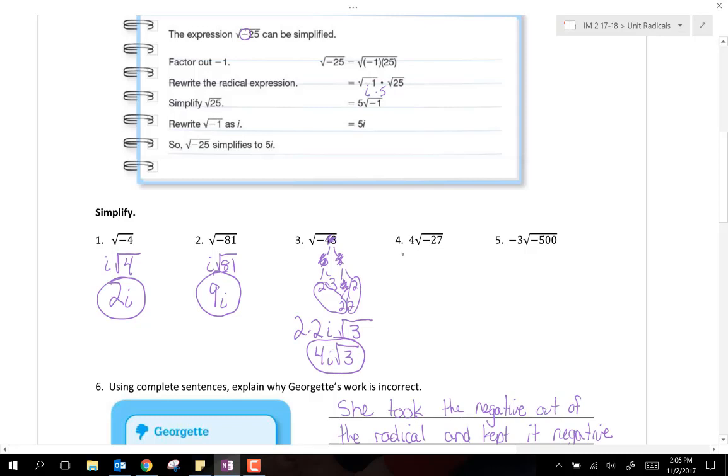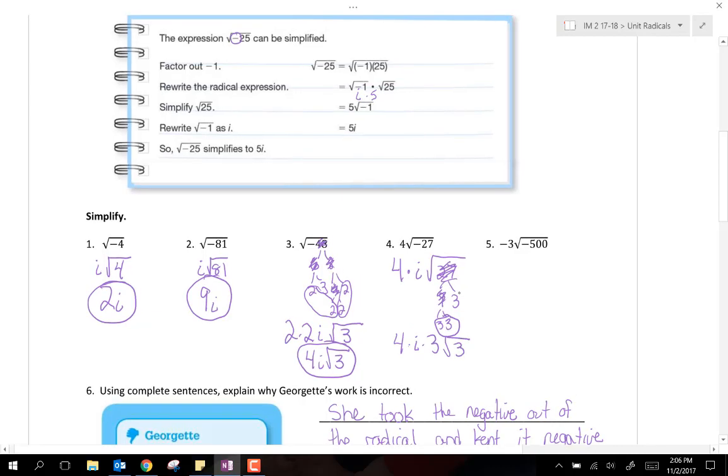Again, in this one, it's going to be 4 times i times the square root of 27. This is 9 and 3, 3 and 3. I have a pair of 3s that I'm bringing out. So 4 times i times 3. The other 3 is left over. 4 times 3 is 12 times i times the square root of 3.